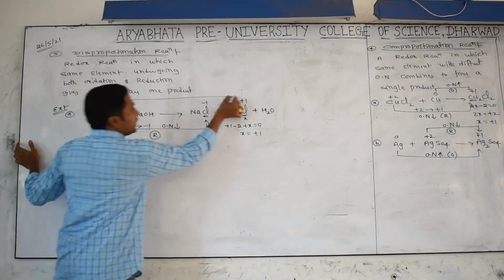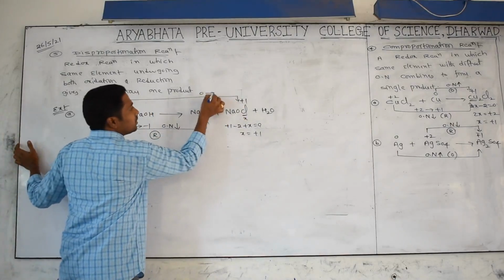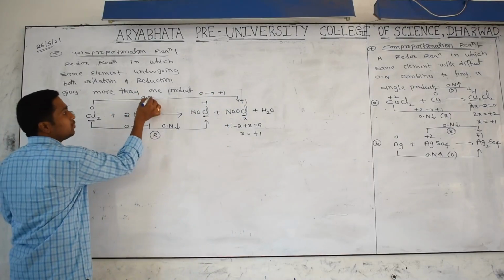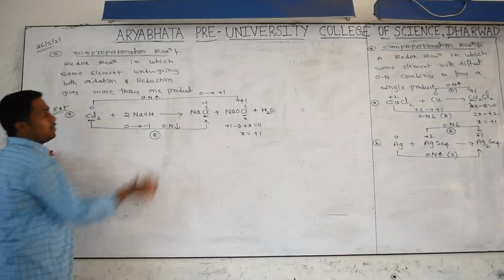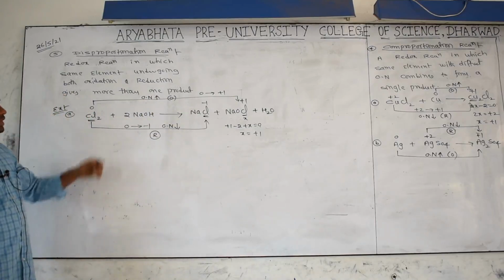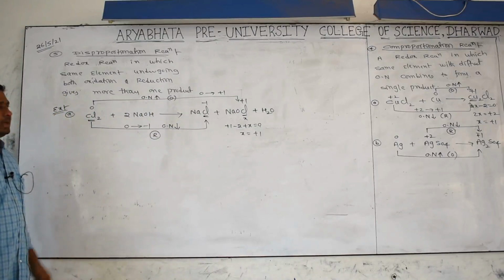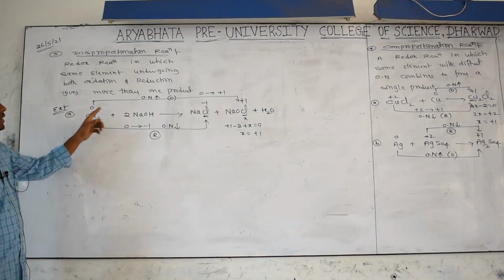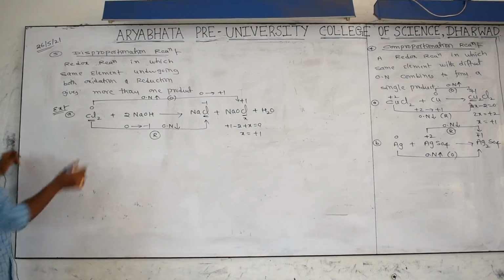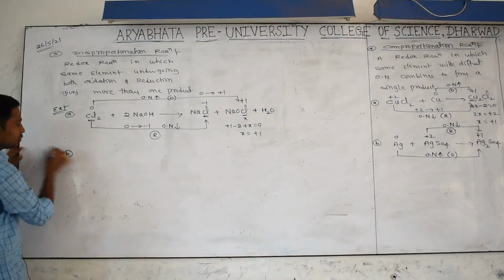0 to -1 means the oxidation number is decreasing, called reduction. The same chlorine's oxidation number also changes from 0 to +1. The oxidation number is increasing, and oxidation number increasing is called oxidation. Yes, both reduction and oxidation are happening, but the same element is involved in both, that's why it's called disproportionation. I will tell you one more example.